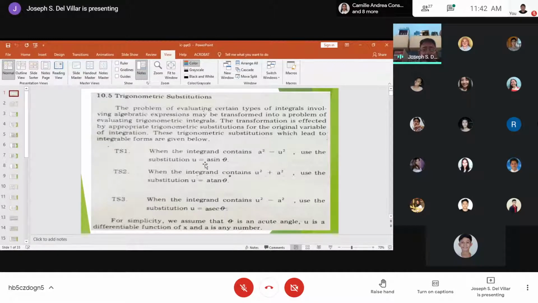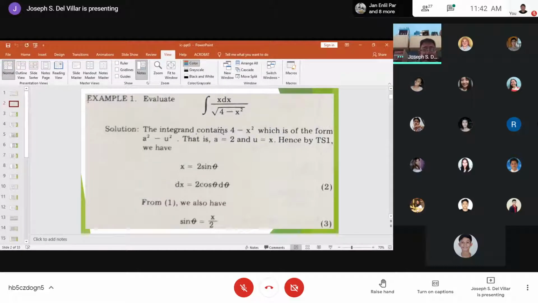So ang substitution ninyo dito is let the variable be equal to a, yung constant, times sine theta. Okay? So dito, let x be equal to 2 sine theta. Okay? Kasi dapat isusunod niya rito, no? So ang gagawin nyo is i-express nyo yung 4 as naka-square. So paano nyo naka-square yan? 2 squared, di ba? 2 squared minus x squared. Okay? And then, ang transformation ninyo is, of course, ang a ninyo is 2.